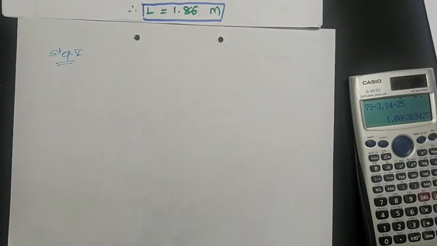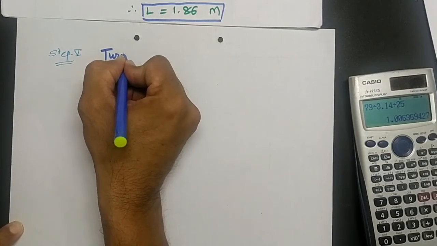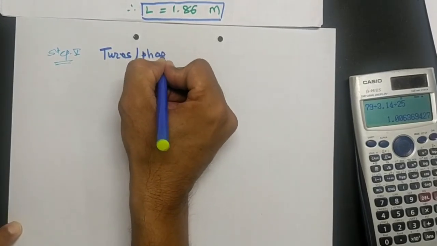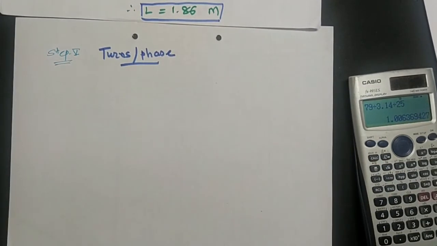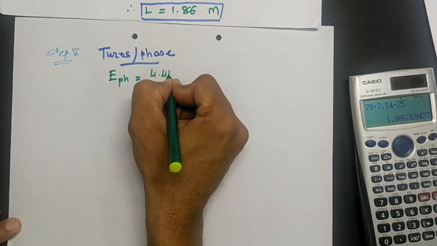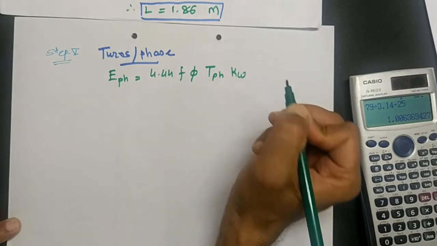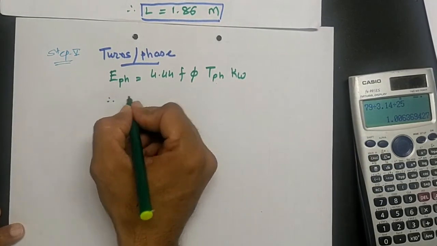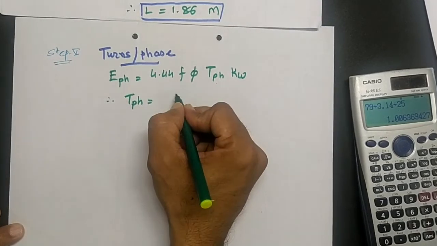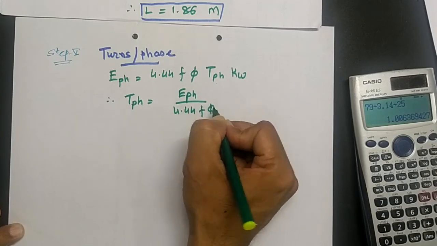Step number 5. That is turns per phase. So number of turns per phase. And now we have to utilize one equation, that is EMF per phase, that is 4.44 F flux phi turns per phase and kW. Right? From this equation we have turns per phase, that is E phase divided by 4.44 F flux phi and kW.